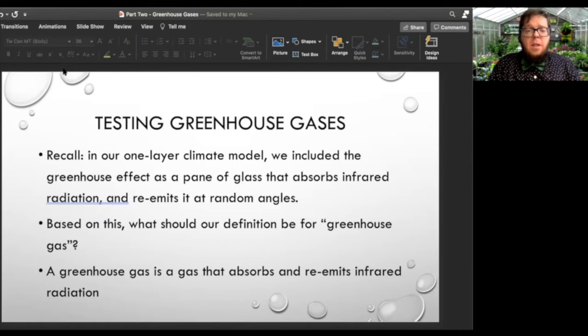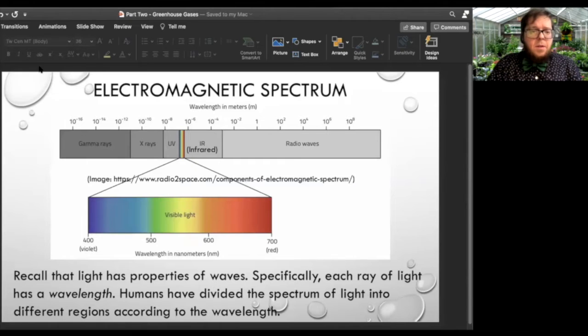So at this point, let's remind ourselves what exactly infrared radiation is. You might remember that there is an electromagnetic spectrum, a whole range of possible wavelengths of light. You can also describe this spectrum in terms of the frequencies of light, but I'm going to try to stick to wavelength for this evening. Every ray of light has wave properties, and one of those is a wavelength, which you could think of as the distance from one peak of the wave to the next.